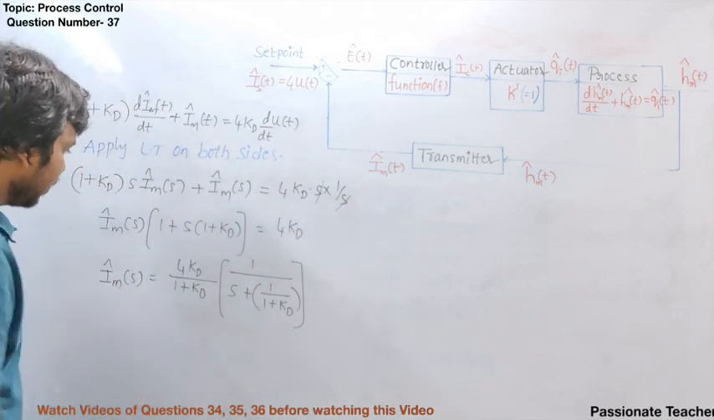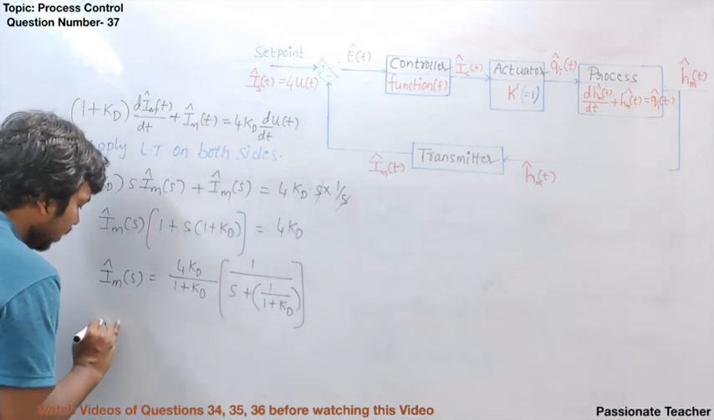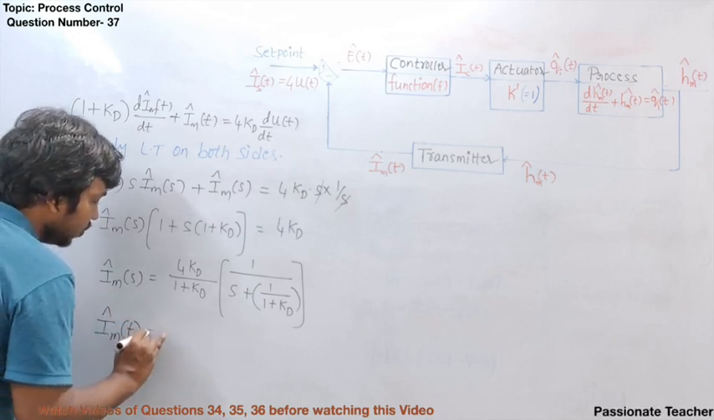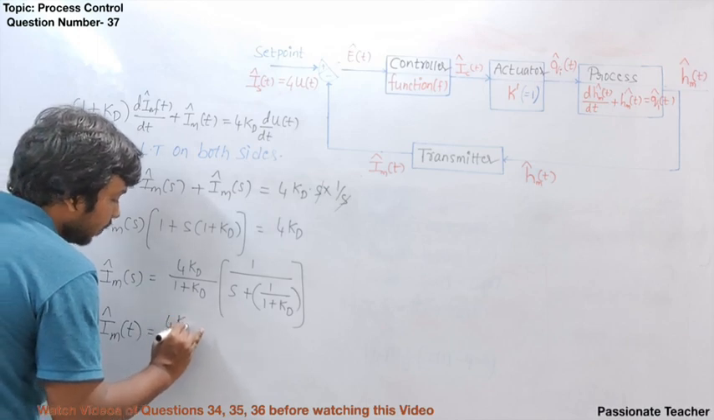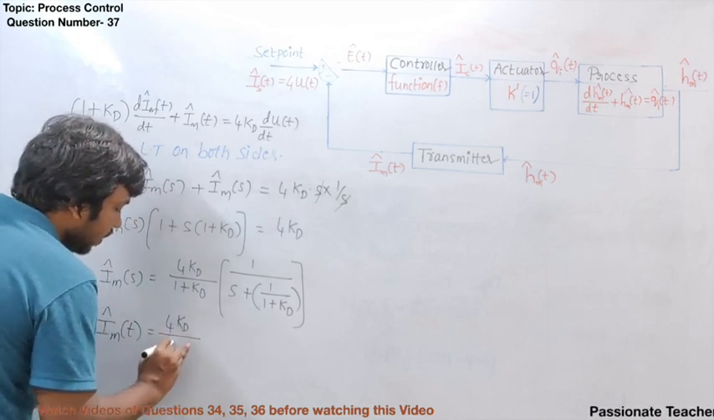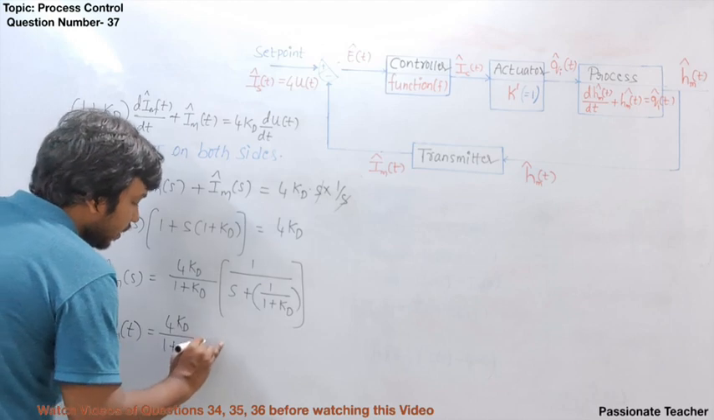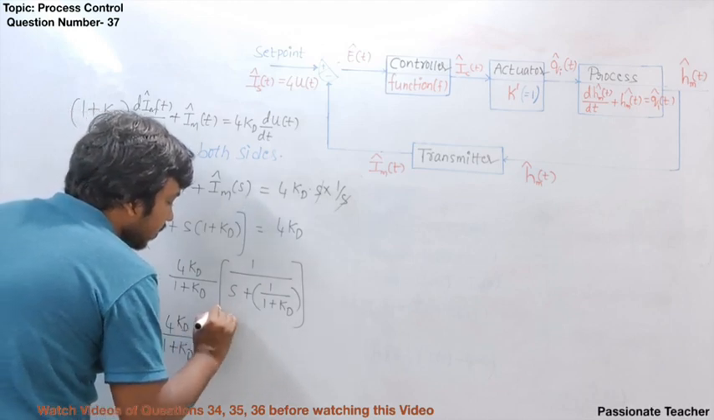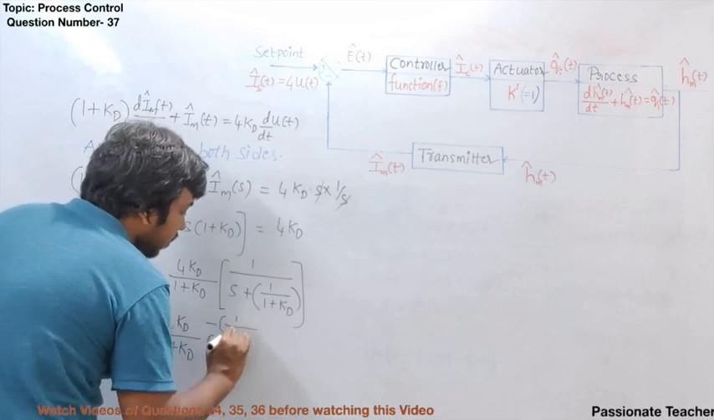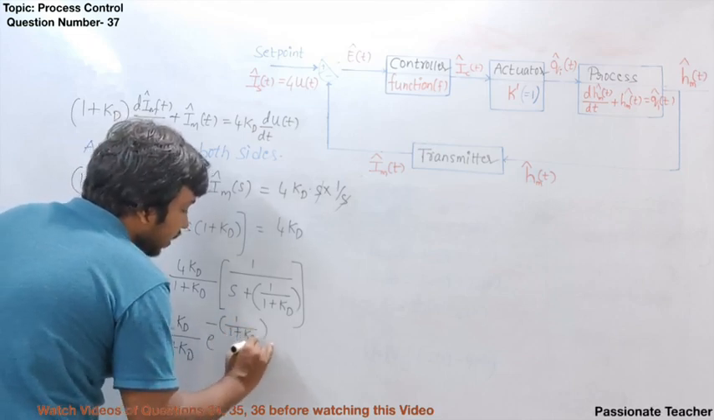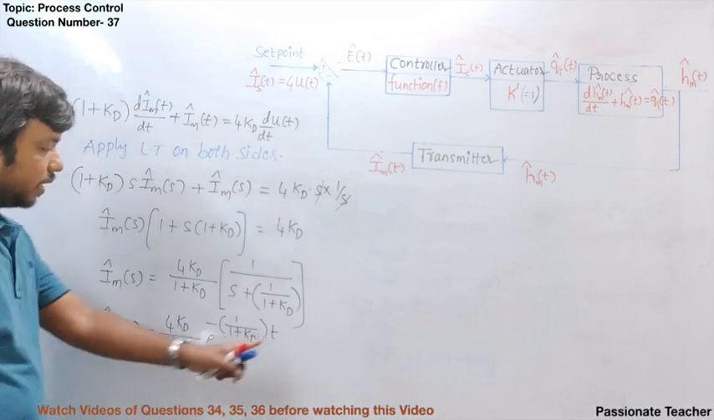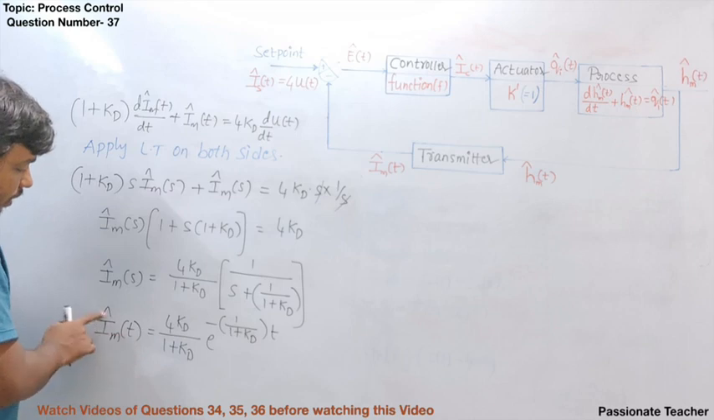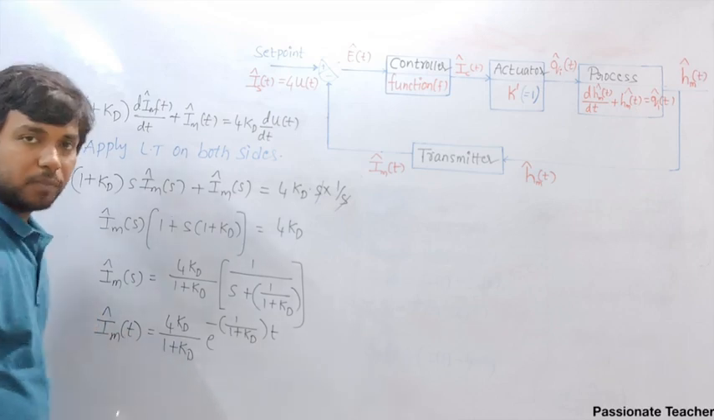Now Im cap of t from here, how can we write? Im cap of t is going to be equal to 4 times of kd by (1 plus kd) into e power minus of 1 by (1 plus kd) into t into u of t. Anyway, for t greater than 0, it will be equal to 1. This is the variable Im which changes with respect to time.